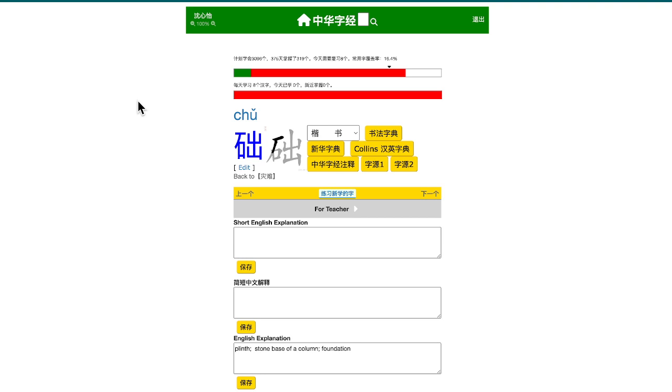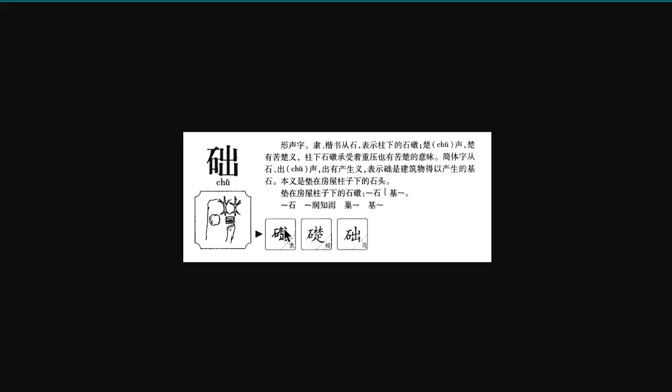Okay, this stone base is called the chu. Now the character goes with the stone radical, and the right-hand side is the character chu. Now this chu means pain, sadness, unbearable suffering. Now why that?